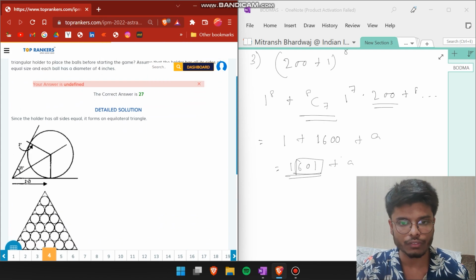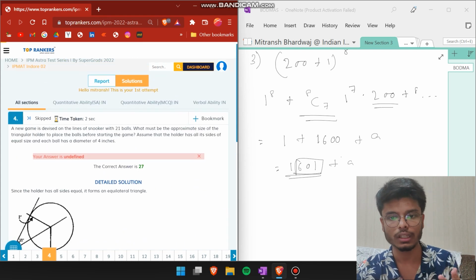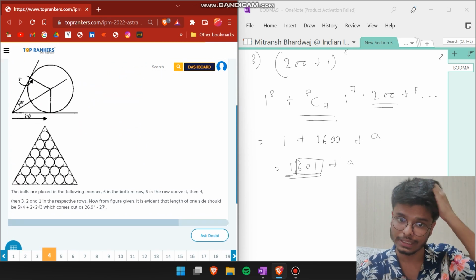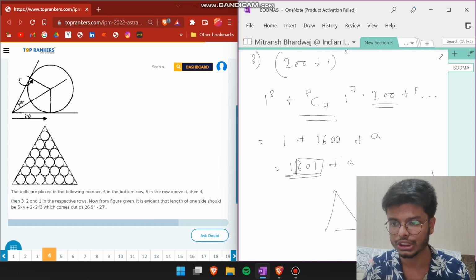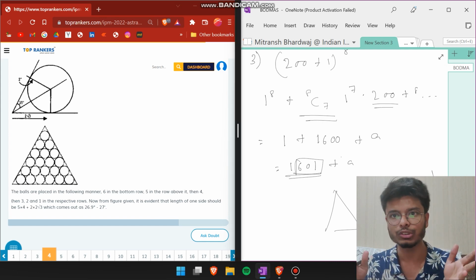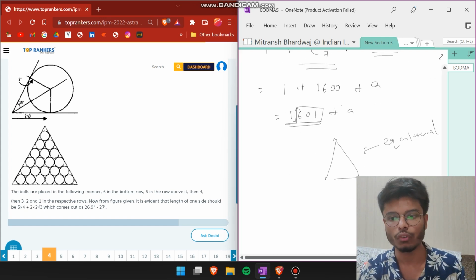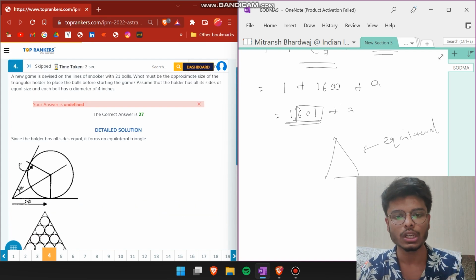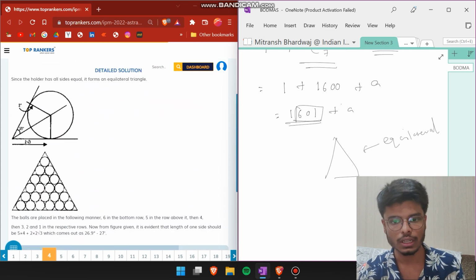As you can see, the approach to solving this sort of sum is this: you know that the holder has equal sides, which means the triangle that has to be formed has to be equilateral in nature. That means from any side you check, the base length should be the same, with an equal number of balls in the base. For that you can simply do 6, 5, 4, 3, 2, 1 and so on, which adds up to 21. That is 6 into 7 by 2, a simple summation of an arithmetic progression.